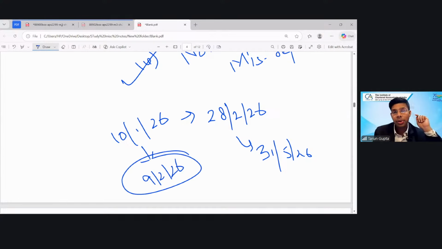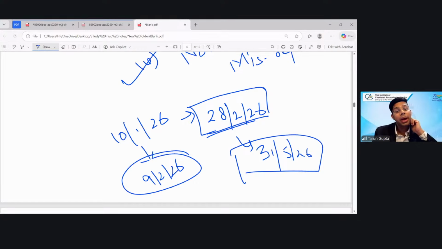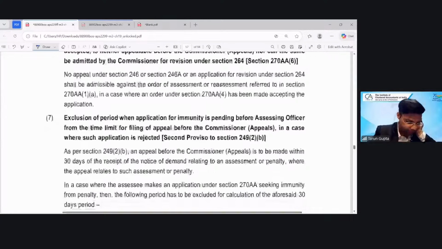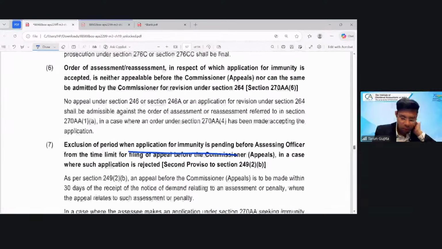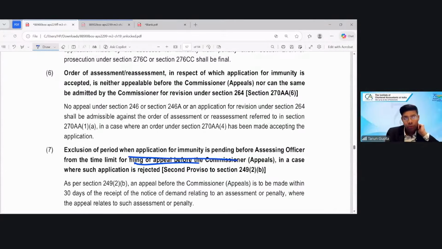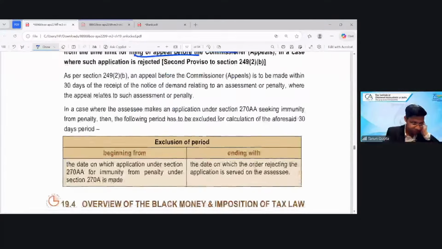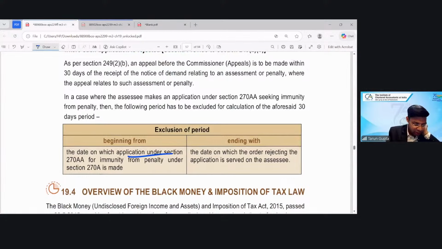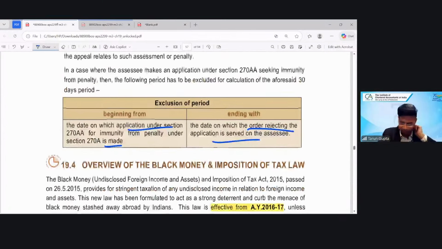This has already lapsed. So what the law says, in this case, the period starting from the date you made the application up to the date of the order shall be excluded in computing the 30 days period. The exclusion of period when the application for immunity is pending before the AO applies to the time for filing appeal before the CIT(A). What period is excluded? The date on which the application was made to the date on which the order rejecting the application is received by the assessee, served on the assessee as the case may be.